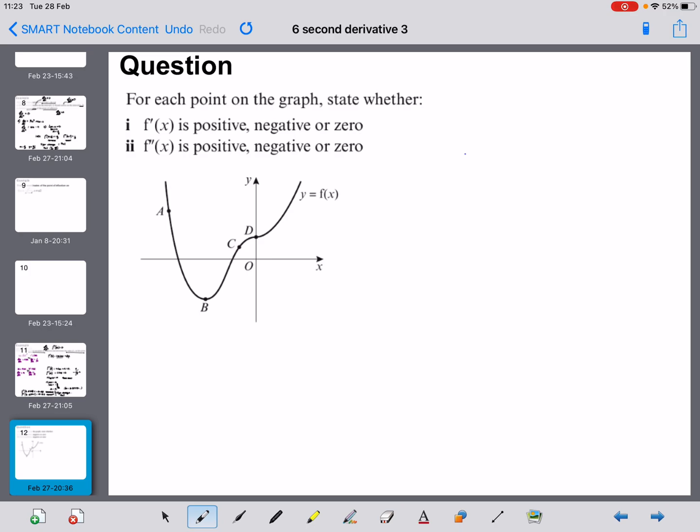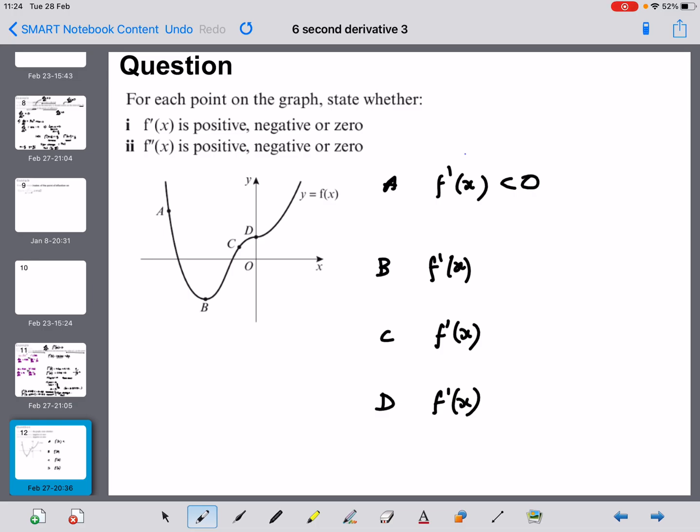Okay, so let's just have a little look. So if I just put A, B, C, D. Okay, so the gradients, I should imagine, were easier to think about. So the gradient at A, we can see if we imagine a tangent to A, that tangent would have a negative gradient. So the value of the gradient function at A would be negative, therefore less than 0.